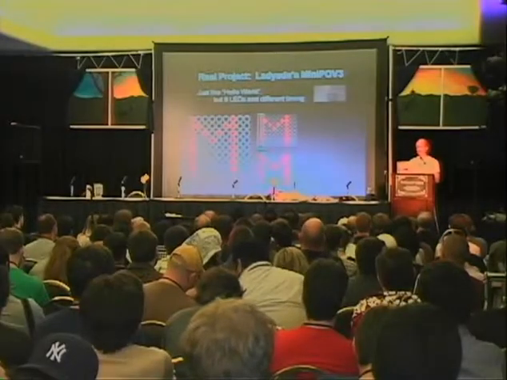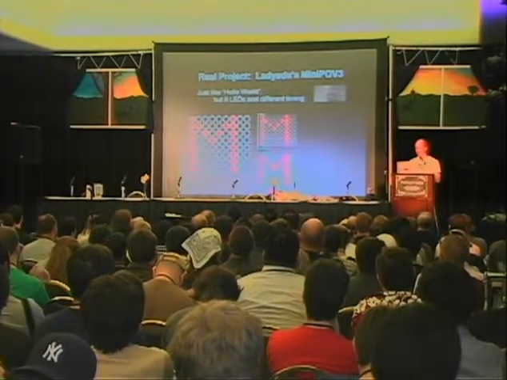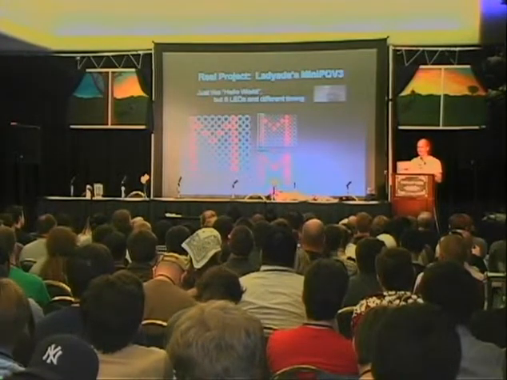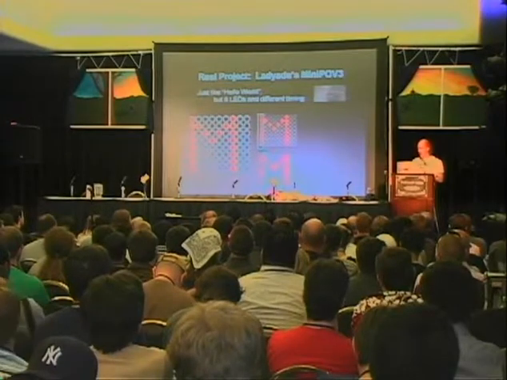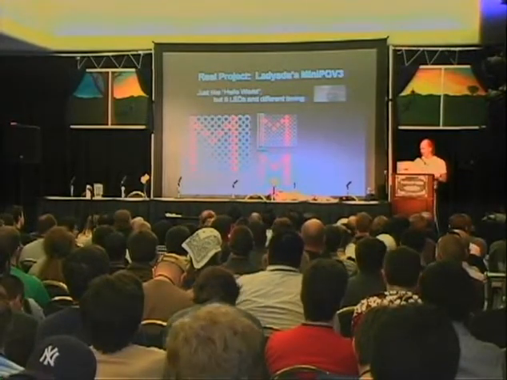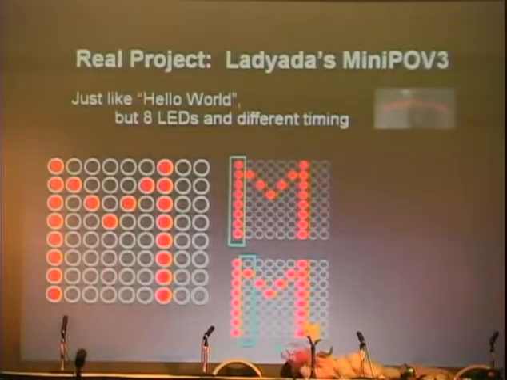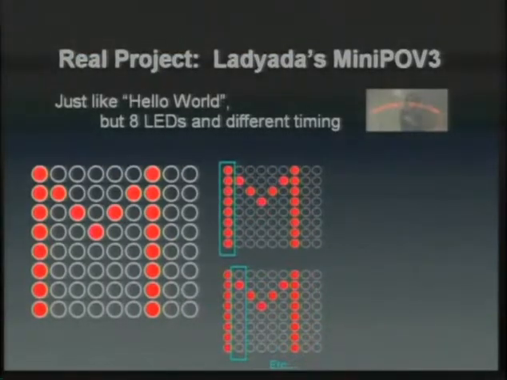So here's a real project. This is a brief overview of how Lady Ada's Mini POV3 kit works. I actually made something very similar to this with an older, clunkier microcontroller in 1990. It cost a lot more than the technology now. But let's say you just want to make the letter M. You can program the firmware to have a little section which is just data. And the data can be representing M.